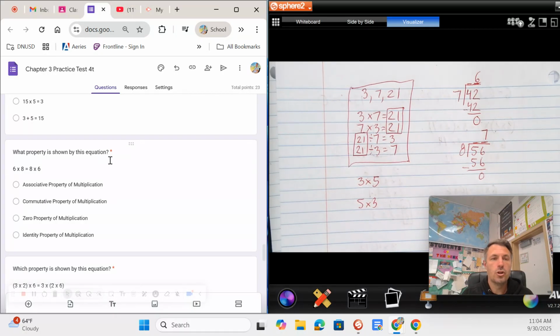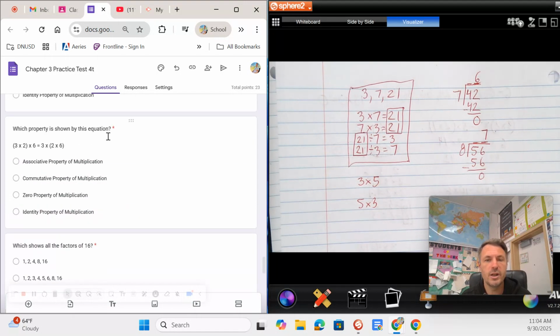What property is shown by this equation? Okay, look at that. We already went over this, and we already took notes on it on our scratch paper in this lesson. What property is shown here? Well, it's the property that says you can change the order of numbers when you're multiplying and it doesn't change the product. That's the commutative property of multiplication.